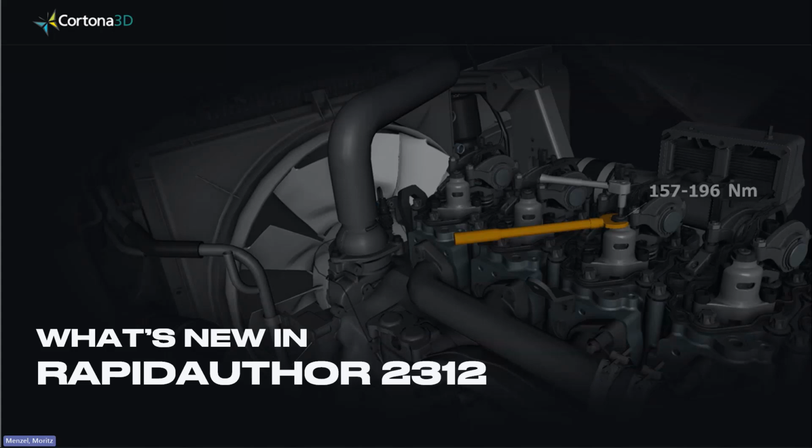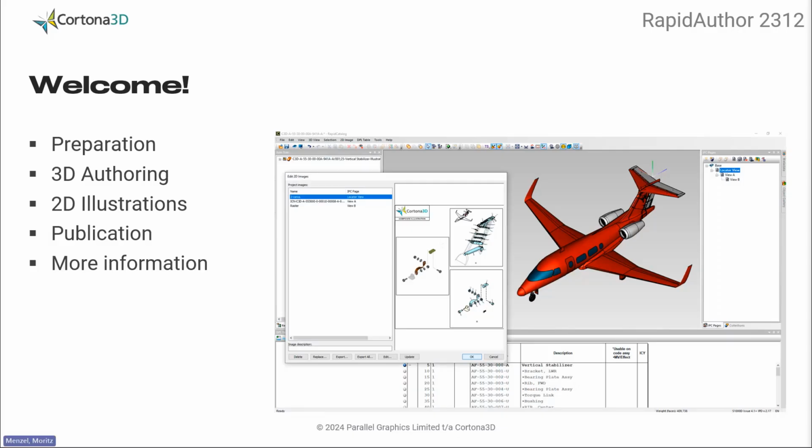And now let's together have a look at the new features in RapidAuthor 2312. Today, what we'd like to do is structure the webinar a little bit differently and follow the journey an author takes while creating technical documents. Your workflow as a technical author typically starts with preparing the data and the tools, doing import, etc. Then we move to authoring itself, split into 3D and 2D related features. And finally, we go to the publishing and the viewing of your created content. So let's get into it.